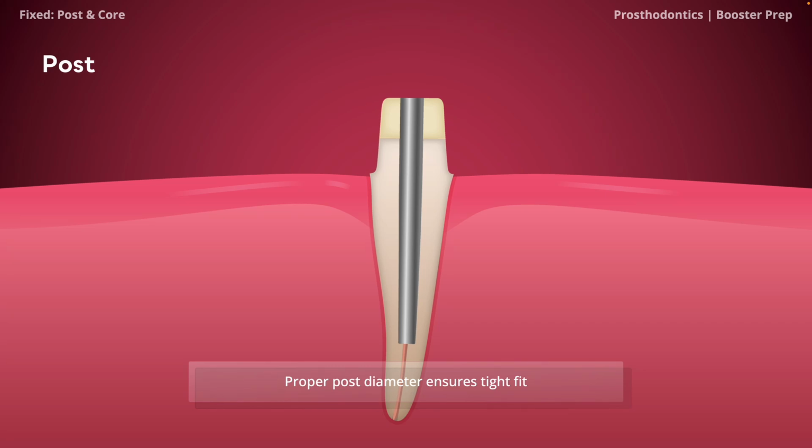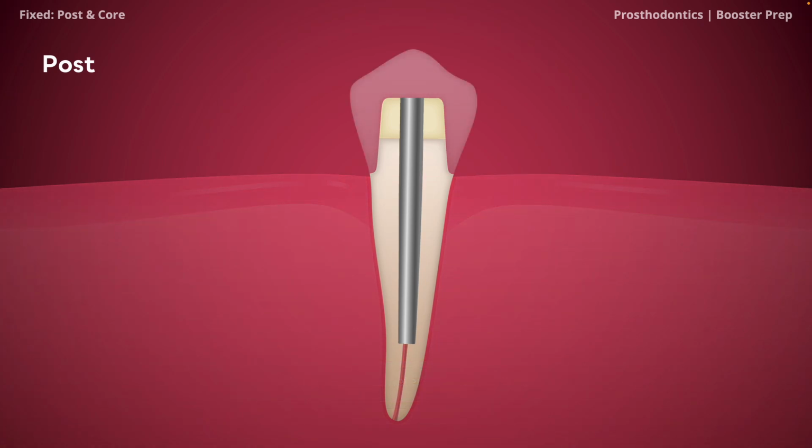Alright, so I know that was a lot. Apical seal, dentin wall, post length, post width, post roughness, they're all important characteristics of a successful post and core. But to bring it full circle, I want to stress again, the most crucial factor for the success of a post and core is the amount of remaining natural tooth structure.